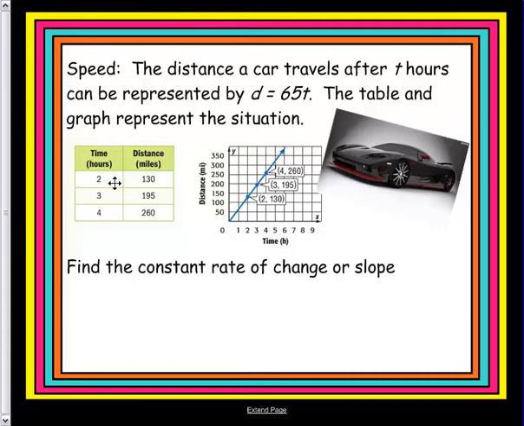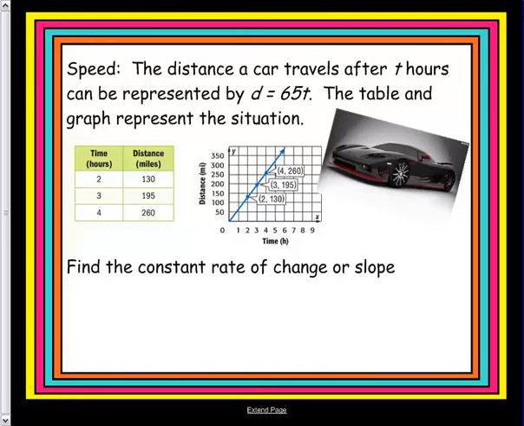If we look here at the table, for every 2 hours, we're driving 130 miles. If we look at 3 hours, 195, 4 hours, 260. The table versus the graph shows the same points. We can just see where it intersects. We want to find the constant rate of change or the slope.